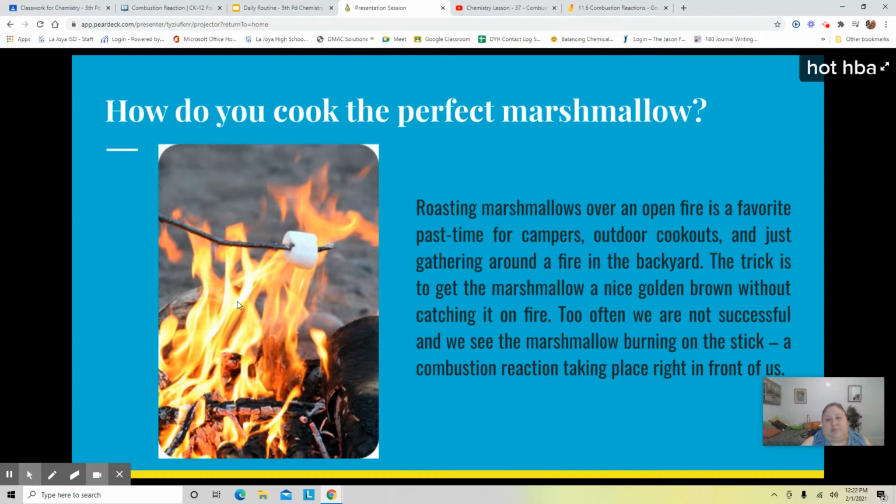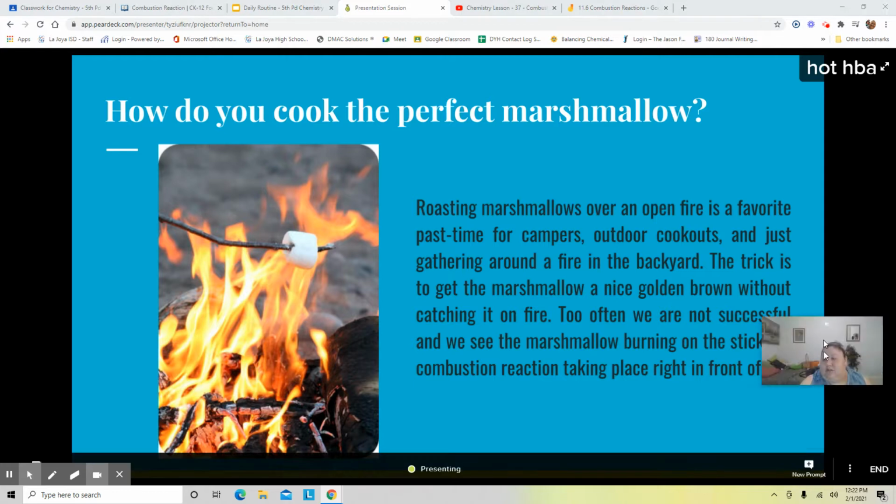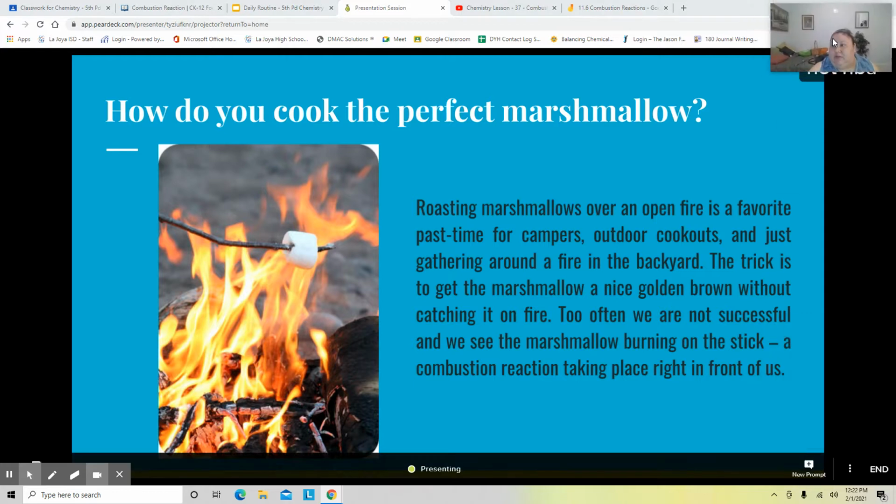How do you cook the perfect marshmallow? I don't know if you've ever gone camping or if you've ever just made s'mores in the back of your house. The first thing that you need is that nice toasted marshmallow, right? You don't want to burn the marshmallow because that's going to ruin the s'more. But the question is, how do you cook the perfect marshmallow? Who's going to help me?